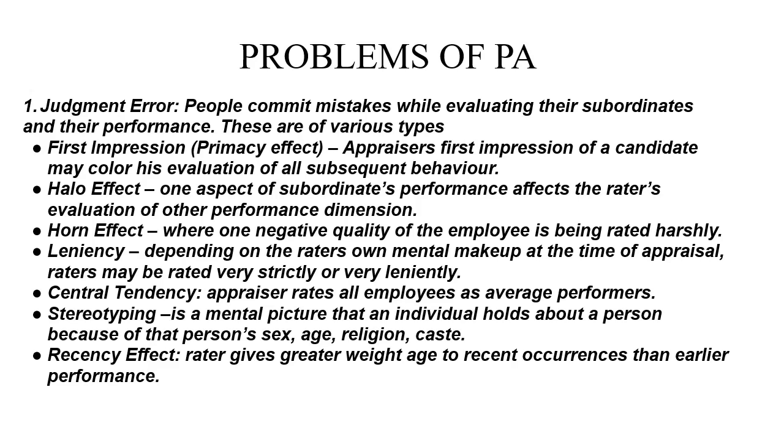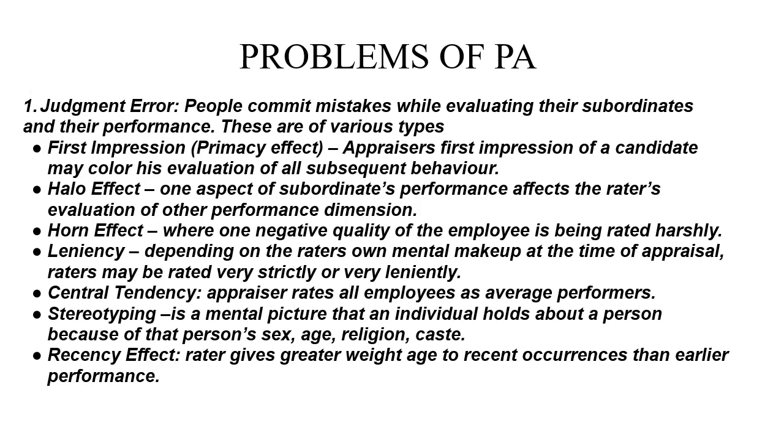First problem is judgment error, wherein people commit mistakes while evaluating their subordinates and their performance. So there are various types of judgment errors which come up in performance appraisal. First one is first impression or primacy effect. The appraiser's first impression of the candidate may color his evaluation of all subsequent behaviors. So whatever first impression is placed by the employee in the mind of the appraiser will carry on when the appraisal of that particular employee takes place.